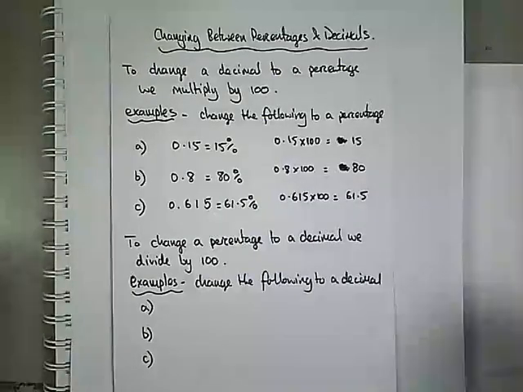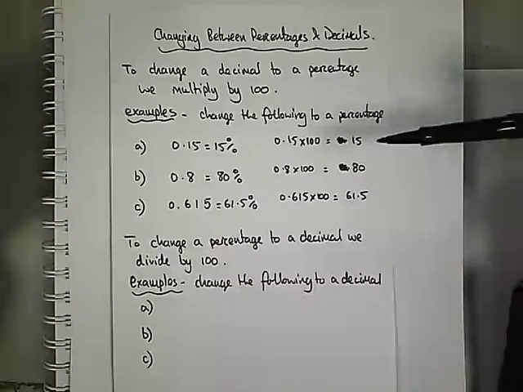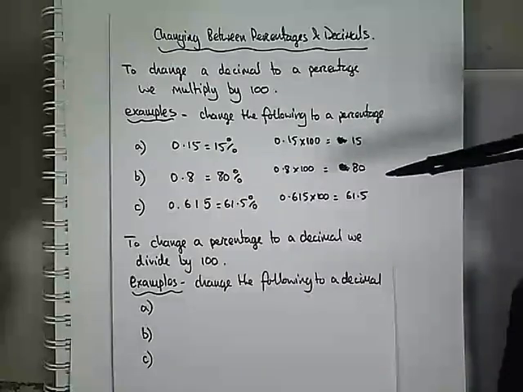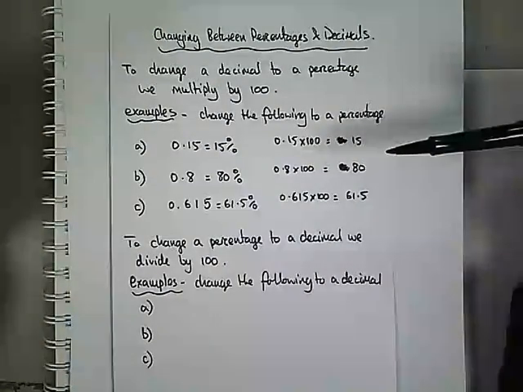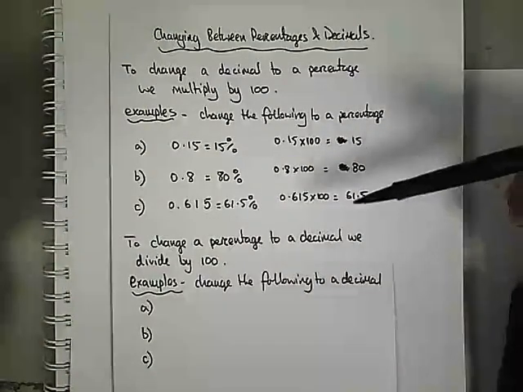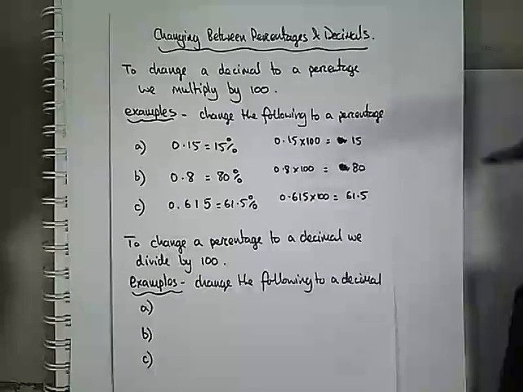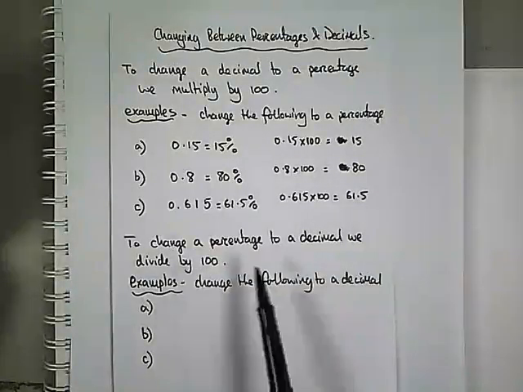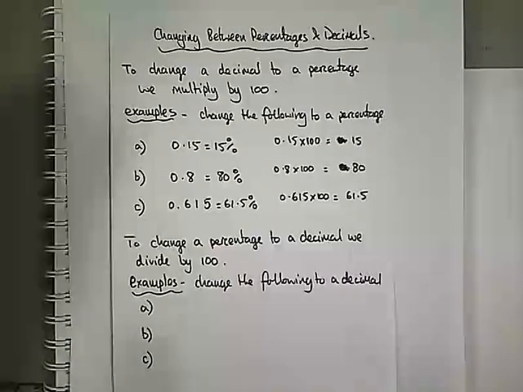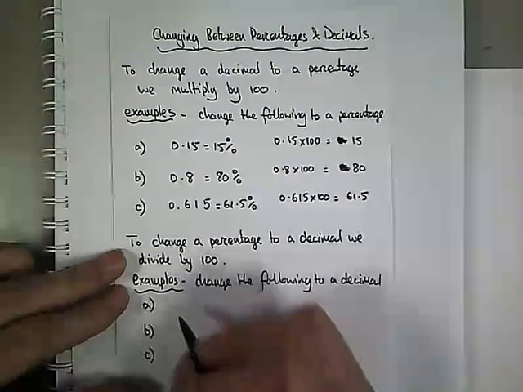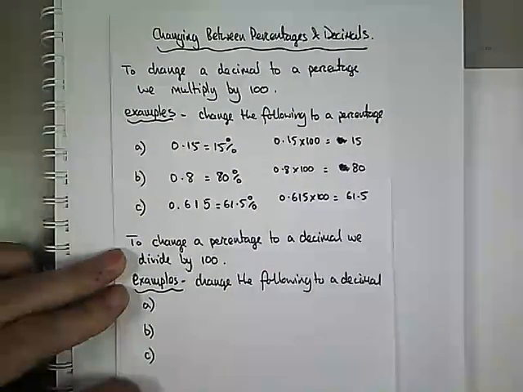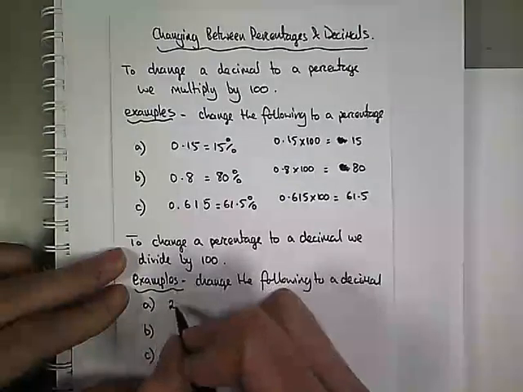Okay. It's not much different when we are changing a percentage back to a decimal. Okay, instead of timesing by 100, we divide by 100. So to change a percentage to a decimal, we divide by 100. So let's change the following to a decimal. Let's start with 27%.